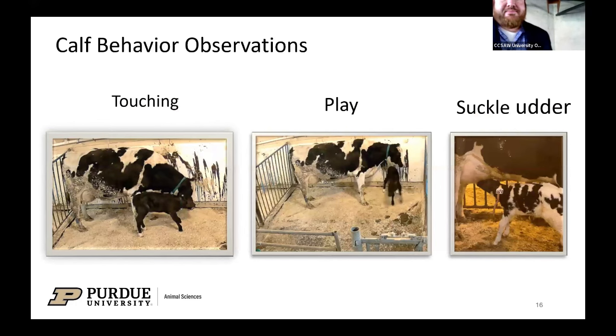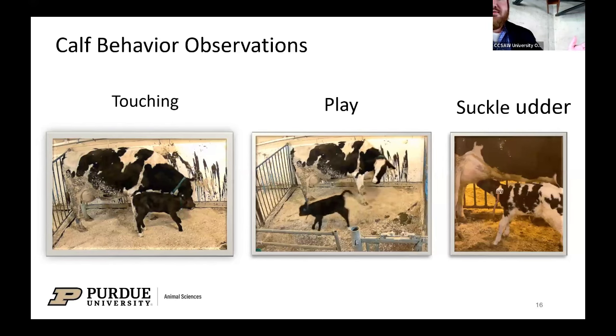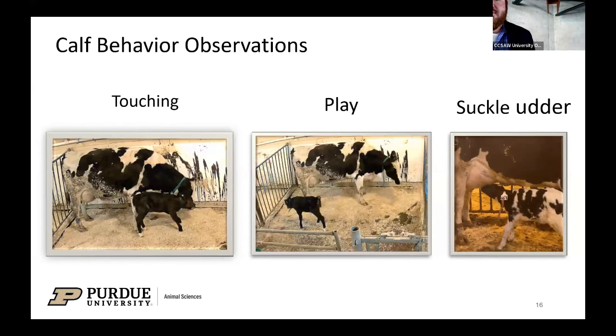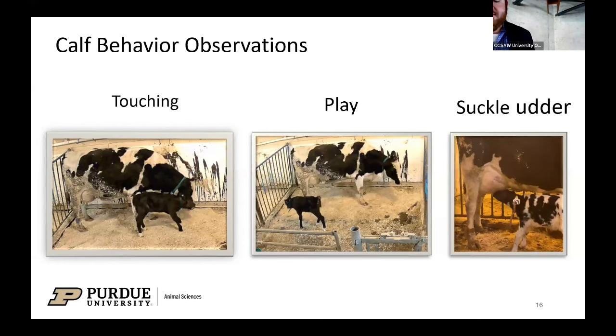For the calf behaviors, we looked at touching, where the calf's nose was in contact with the cow. We looked at play, where the calf was actively moving and 2 feet came off the ground. We also looked at suckling udder, where the calf was latched onto the cow's udder.